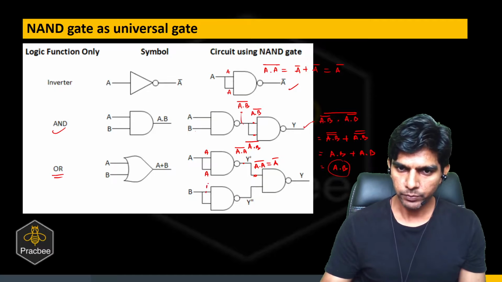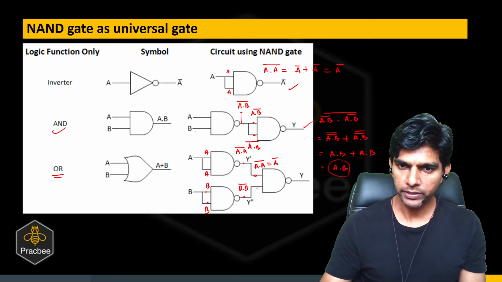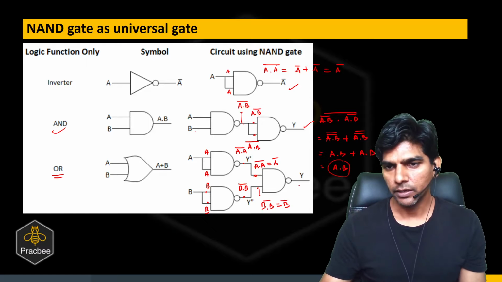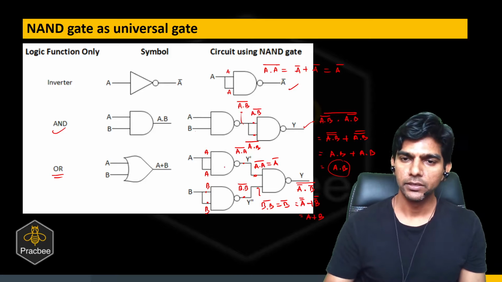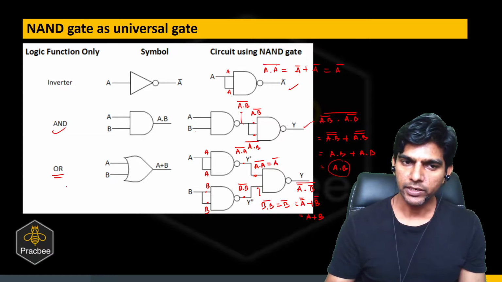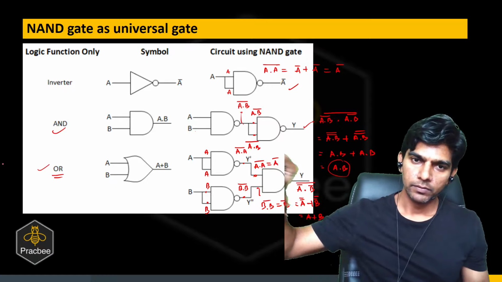And here we have B, here we have B, so here we'll get B times B bar. So here we have B times B bar, which is nothing but B bar. So here the output will be A bar multiplied with B bar, whole bar, which is A double bar plus B double bar by De Morgan's theorem, and that will be A plus B. So can you see, by using three NAND gates, we can form an OR gate, right?